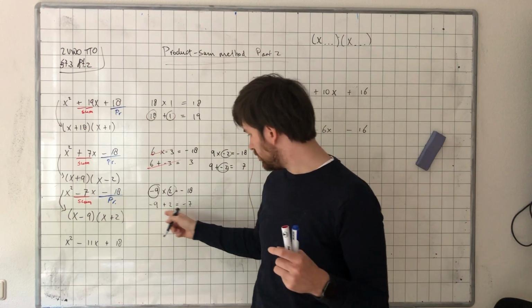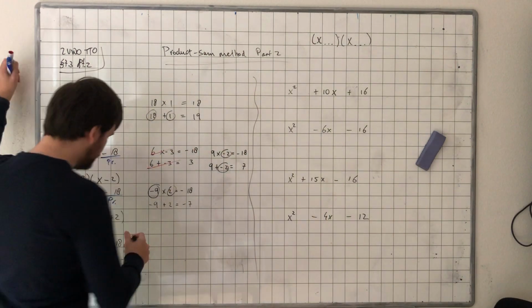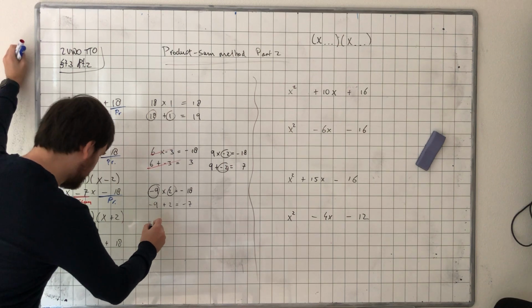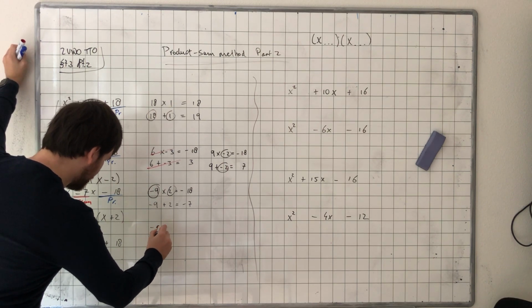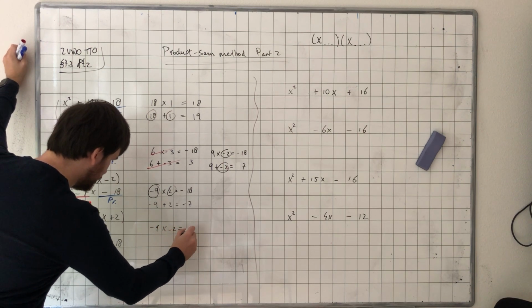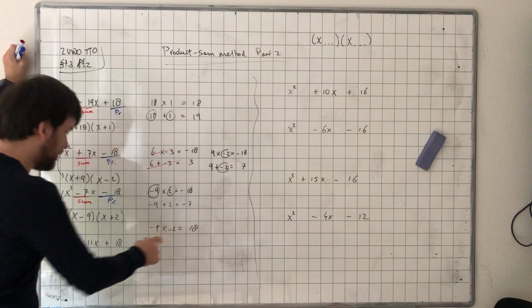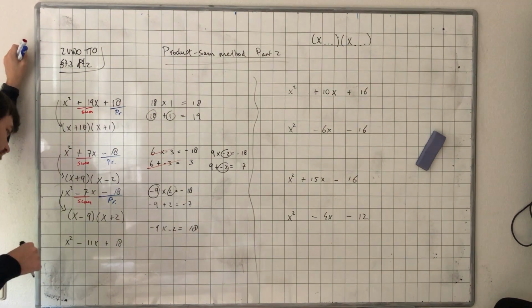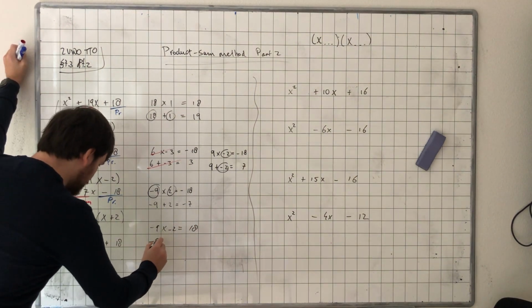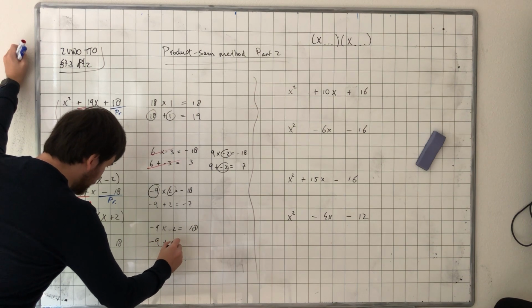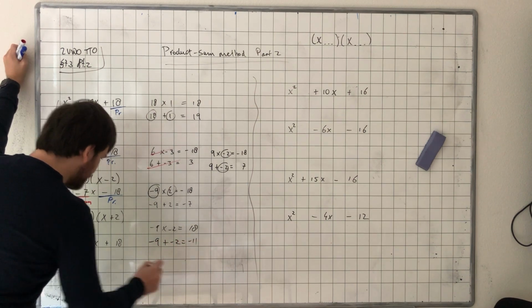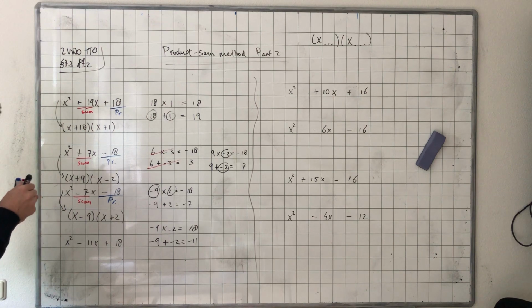I'm using these two, 9 and 2, but both negative. Then that's minus 9 times minus 2. Remember, negative times negative is something positive. Minus 9 plus minus 2 is minus 11. So these are the two numbers that I was looking for.